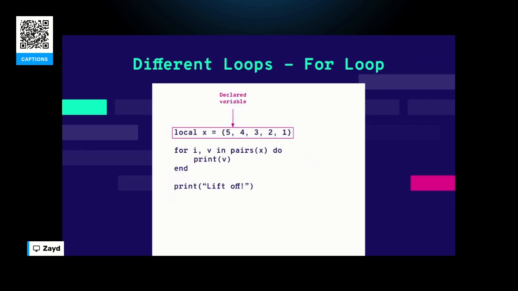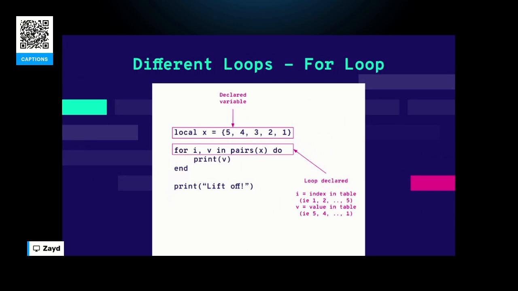X is our declared variable, and it's set to a table of values, like I mentioned before. And this is where our loop is declared. I is the index in our table. For example, if I wanted the value from index 1, it would return 5. If I want index 2, then it would be 4, etc. While v is the value that is being currently looped through. We call ipairs with x so that we can go through each of the values in pairs, being the index and its associated value.